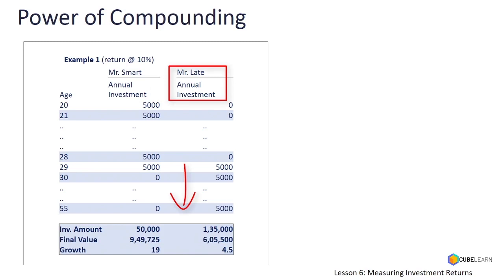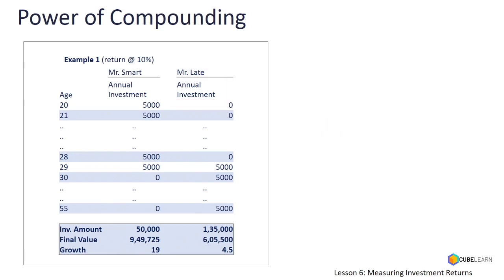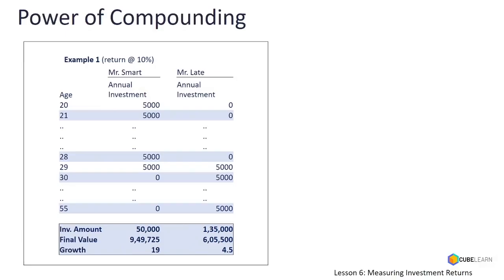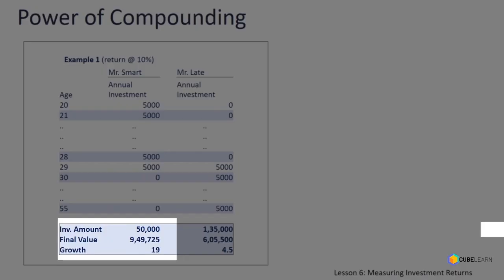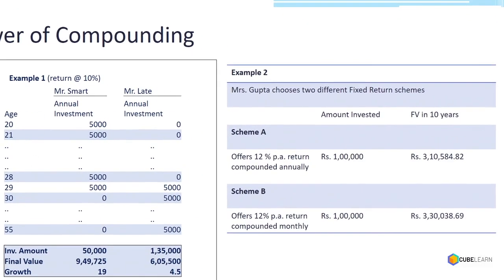To catch up to Mr. Smart, he continued his investment for a longer period. Both of them earned 10% return. So while Mr. Late invested a higher amount of 1.35 lakhs, he could only grow his capital 4.5 times. Mr. Smart, on the other hand, grew his capital by 19 times.